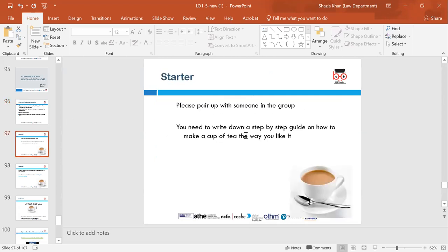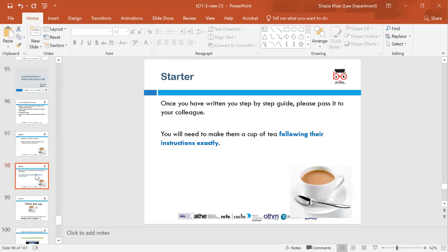So please pair up with someone. This is a starter activity, and you need to write down step by step how to make a cup of tea the way you like it. Once you have written it down step by step, please pass it to another colleague. You will need them to make a cup of tea following your instructions.